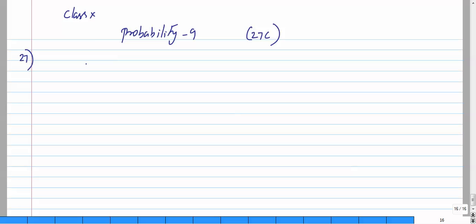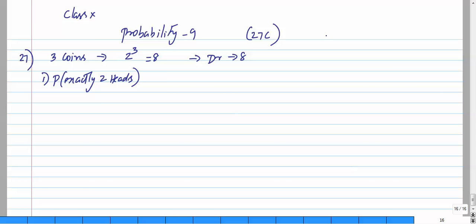Problem 27 says 3 coins are tossed together. When we toss 3 coins, first let us write the number of probable outcomes. 2 power 3, that is 8. So my denominator is always going to be 8. Let's remember this. The question says find the probability of getting exactly 2 heads.